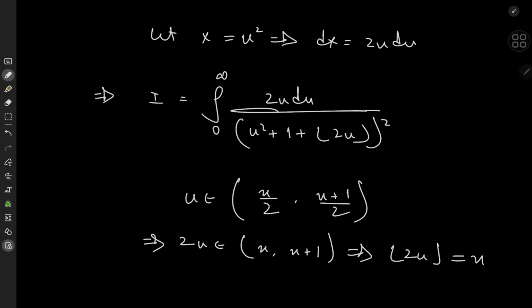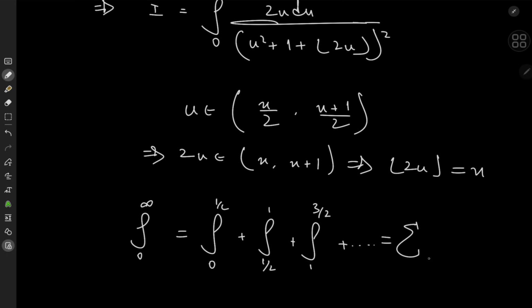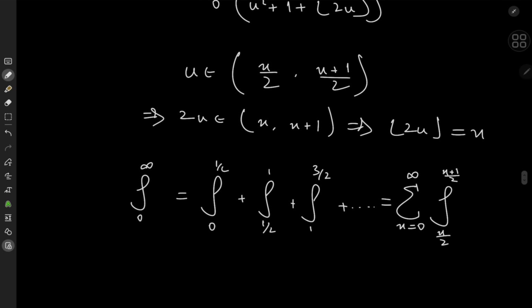Okay, cool. So all I need to do is take the integral operator and divide it into an infinite sum of integrals over intervals of length 1/2. So we start at 0 to 1/2, plus the integral from 1/2 to 1, plus the integral from 1 to 3/2, and so on and so forth. That is the sum over n from 0 to infinity of the integrals from n over 2 to n plus 1 over 2. And that's exactly what we need.